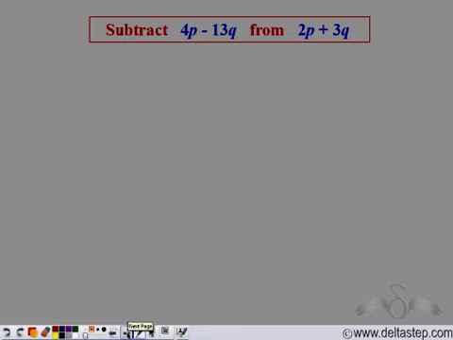Now we need to subtract 4p minus 13q from 2p plus 3q. So we need to subtract this from this. So which one should I write first? This or this? This should be written first. 2p plus 3q should be written first. And we need to subtract this. Again, we write the like terms below the like terms. So 4p is written below 2p and 13q is written below 3q.